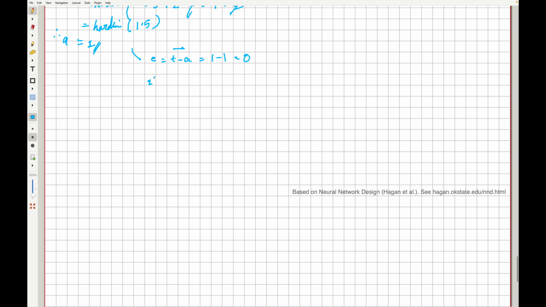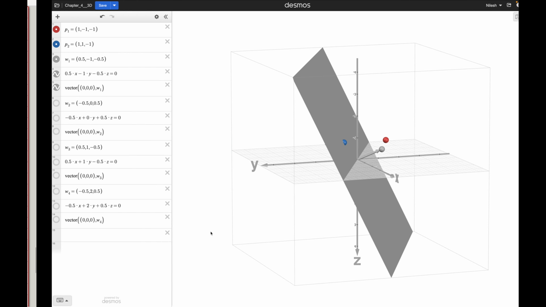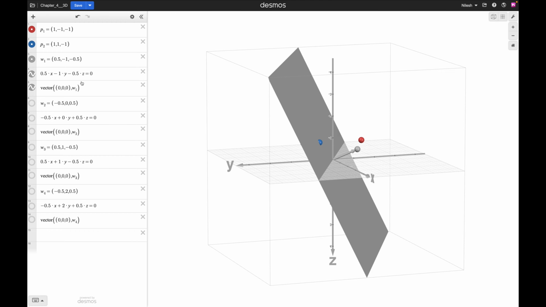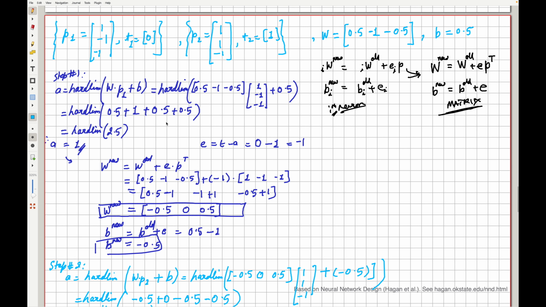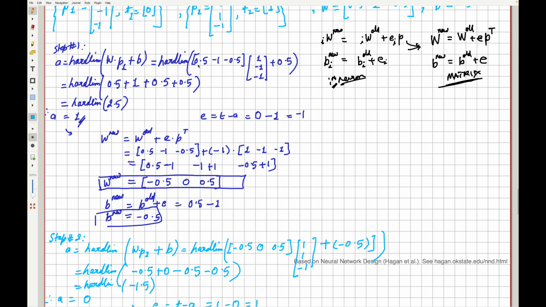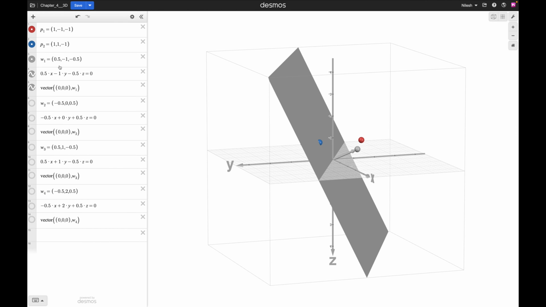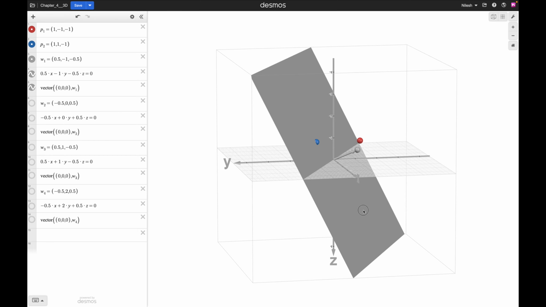So the w new is simply going to be equal to w old, and there's no need to update the weight matrix further. And we can try and look at these planes here. So let's start with the very first case, where we have the random value for w: 0.5, minus 1, minus 0.5. So 0.5, minus 1, minus 0.5, and this is the plane we get.